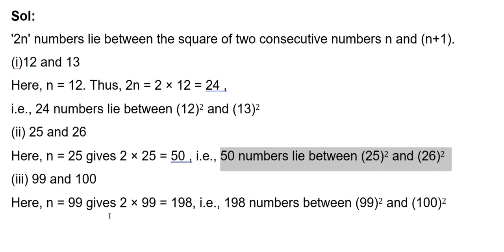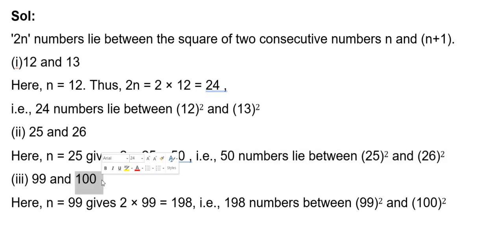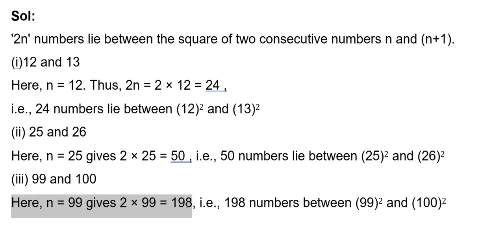Okay. 99 and 100. Here n is equal to 99. 2 into 99 is equal to 198. That is 198 numbers between 99 square and 100 square. Okay, with this, exercise 6.1 is completed.